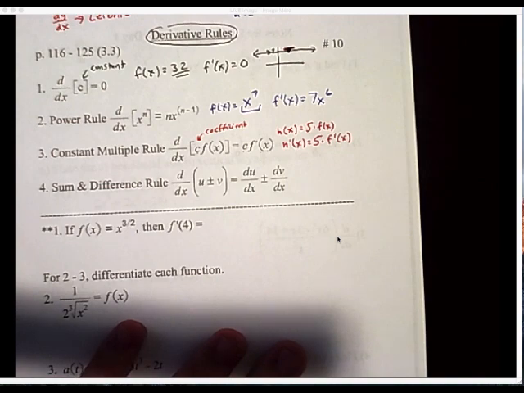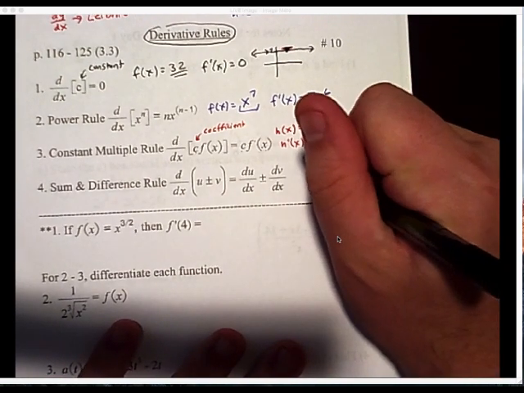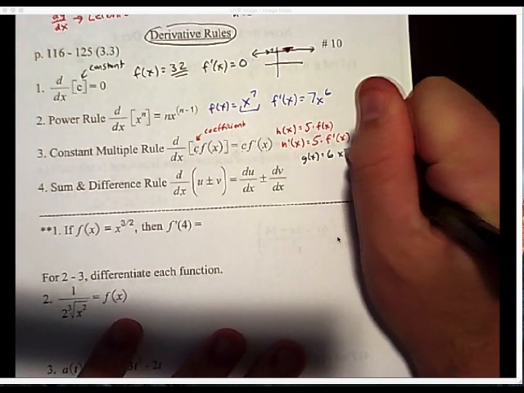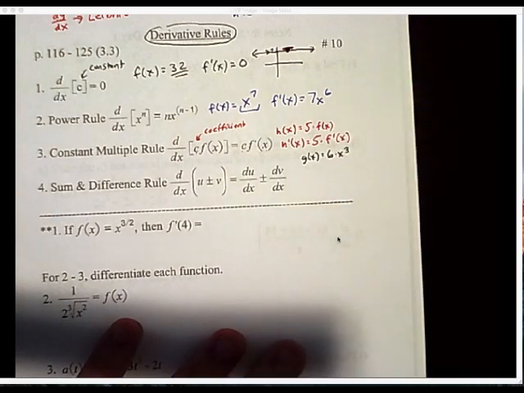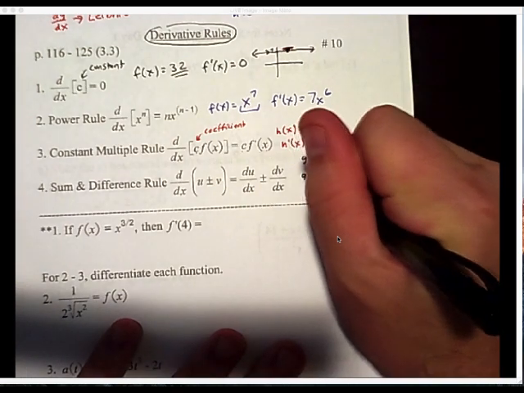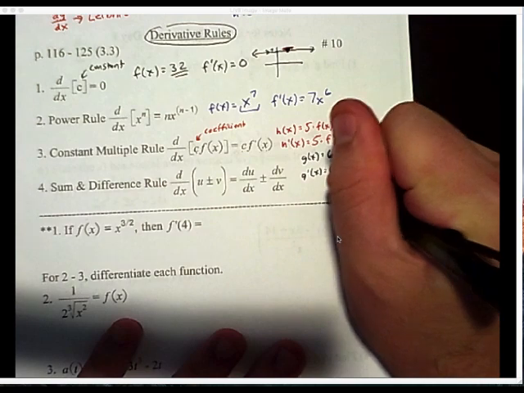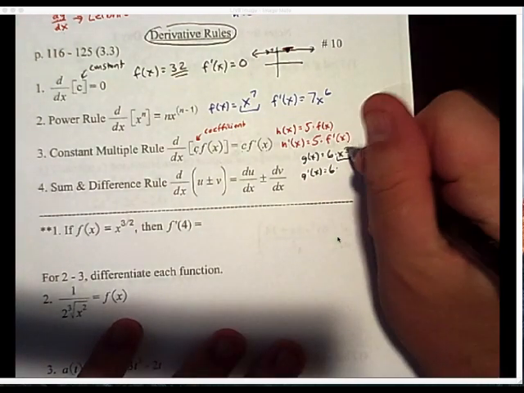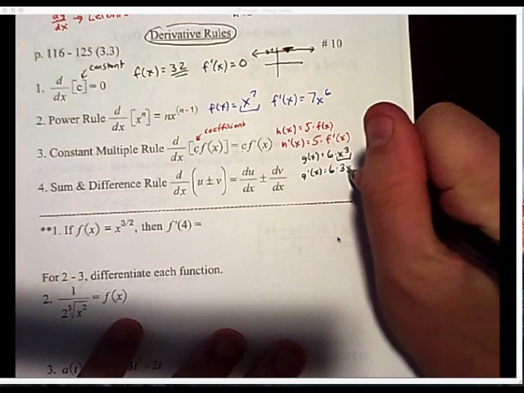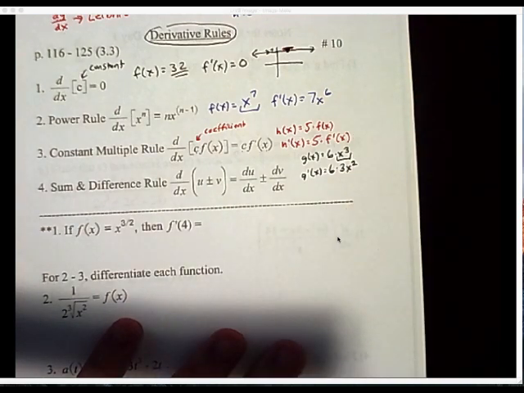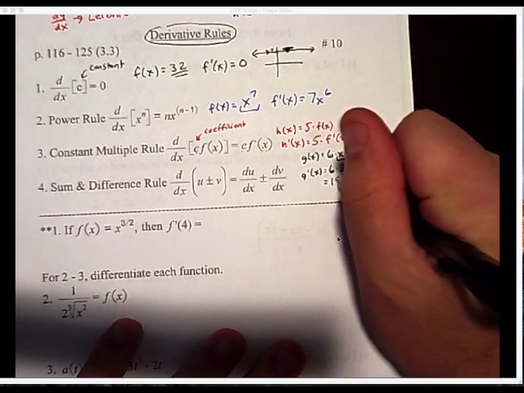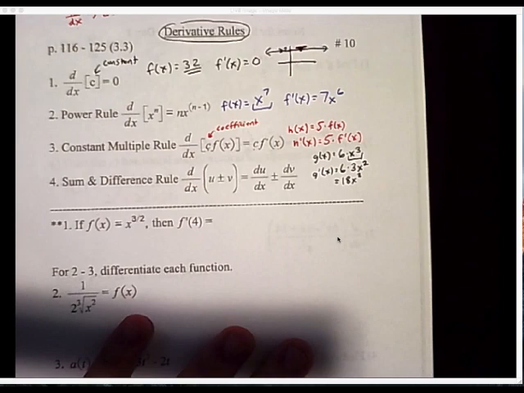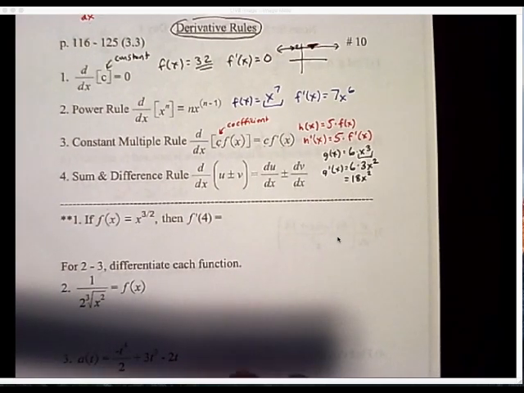Or let me give you another example of that. Let's say you have g of x equals 6x cubed, 6 times x cubed. Then g prime of x would equal, that 6 would stay, and then you would take the derivative of x cubed, so the 3 would come out front, and you would reduce the power of 3 down to 2. Then you could simplify if you'd like, so that would be 18x squared. So there's another example of it.